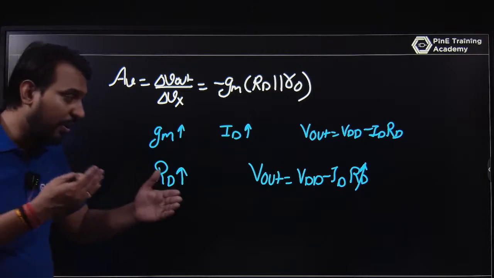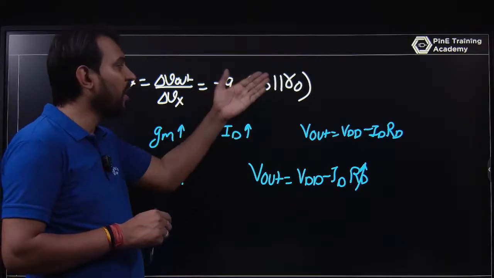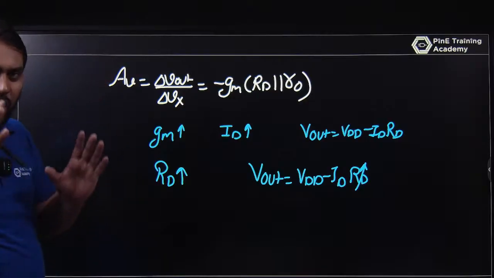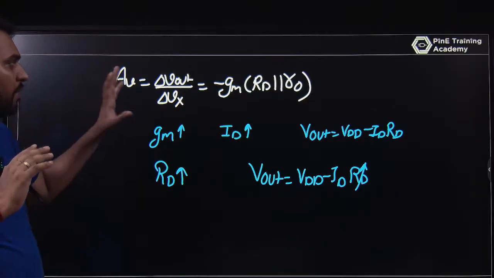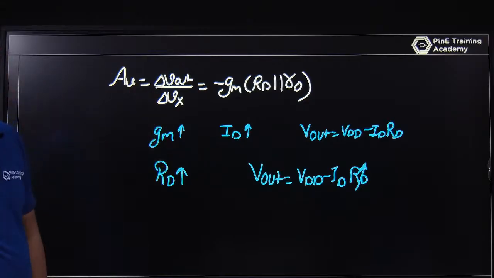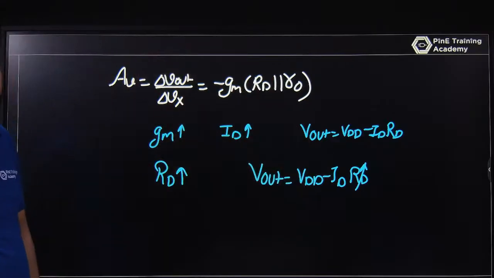So you should think: if you are increasing RD, what will happen? If you are increasing R naught, what will happen? If you are increasing GM, what will happen? Always think in such a way that your MOSFET must remain in the saturation region. It will maintain in a saturation region. It will not pass towards linear or cutoff.